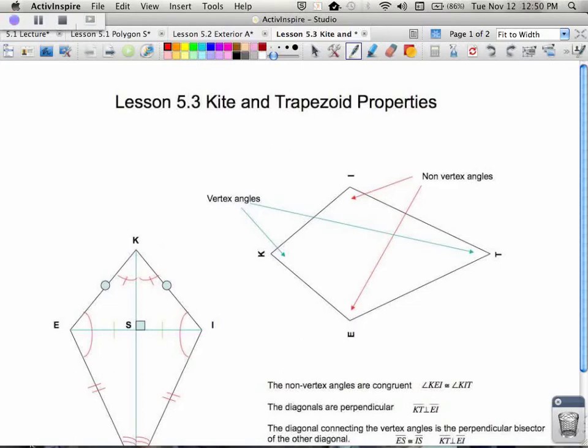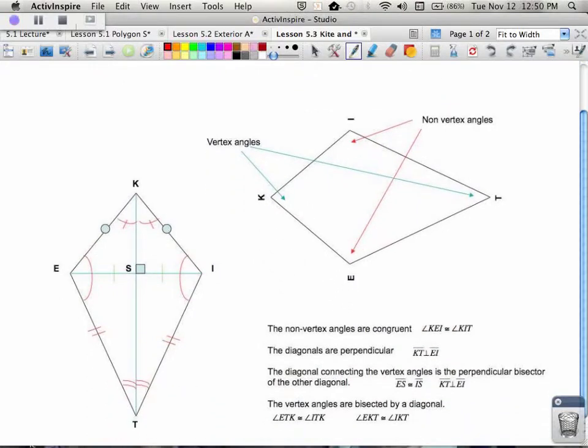In lesson 5.3, we're going to talk about some properties for kites and trapezoids. First of all, as we look at a kite, I know that the non-vertex angles are congruent. So if I look at what that means, non-vertex angles are the ones that we're talking about right here and right here, highlighted in the pink. These are the non-vertex angles.